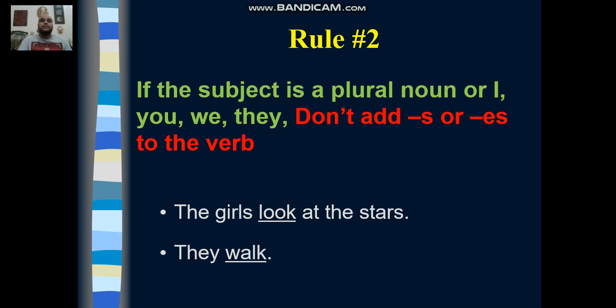If the subject is a plural noun or I, you, we, and they, don't add s or es to the verb. But if the verb already has an s, do not omit it, just like miss or kiss. So the girls look at the stars, they walk. Of course, they don't need an s to follow the rule. They are plural.